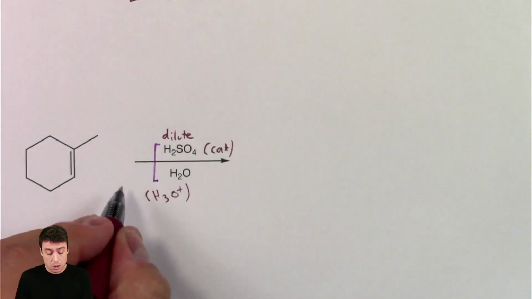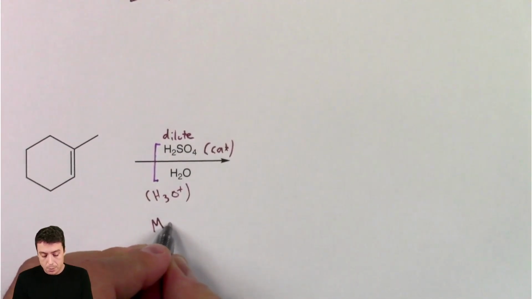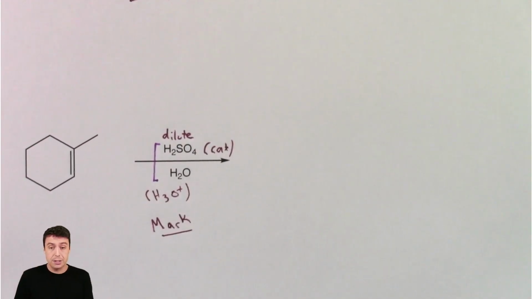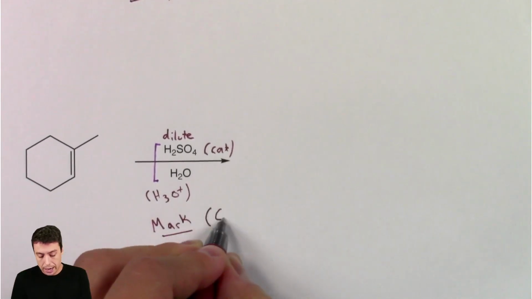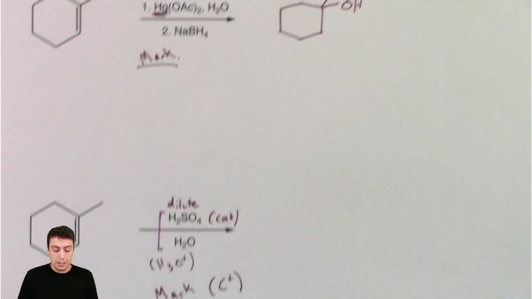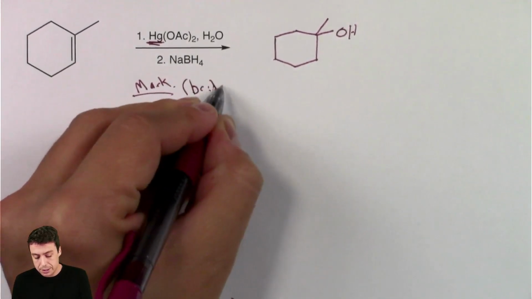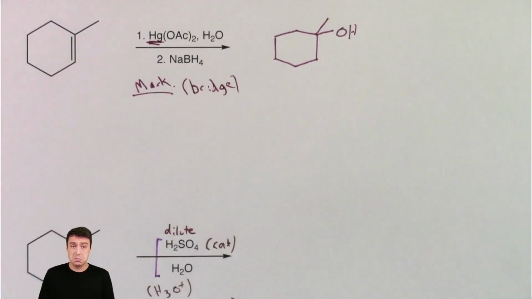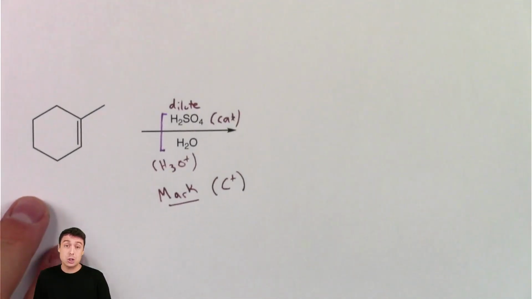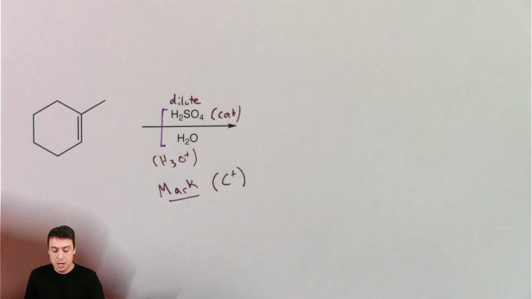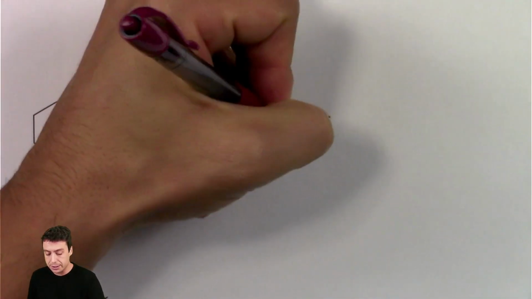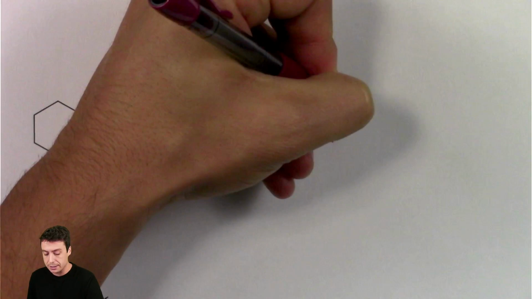So this is also Markovnikov. However, the intermediate is different. This is a carbocation intermediate, whereas here, this was a bridged intermediate. And the difference there is, in some reactions, no difference at all. In some reactions, you wouldn't see a different product at all. In some reactions, you would though. So you're like, oh, well, what's the difference? So this is still going to be Markovnikov. So I'm still going to add the OH to the more substituted side.